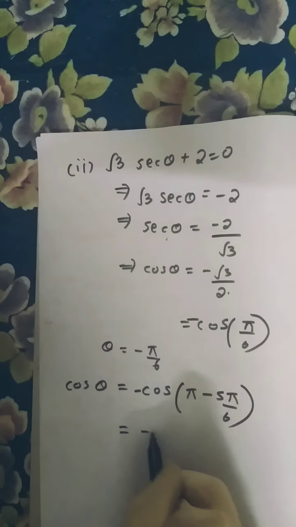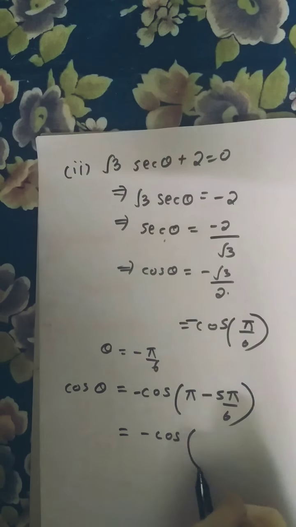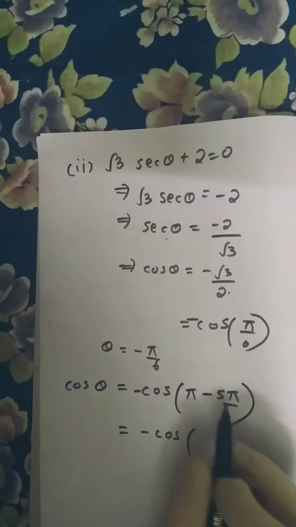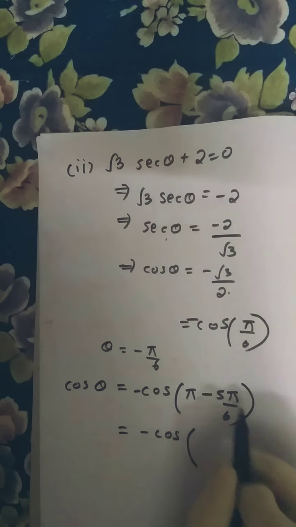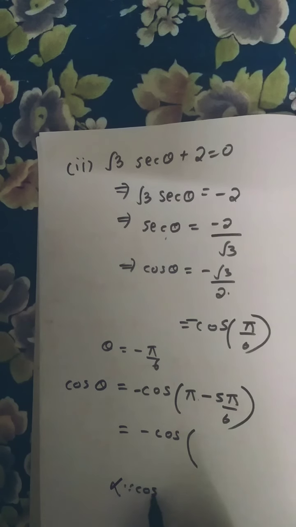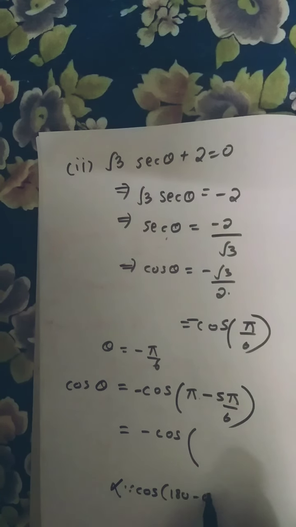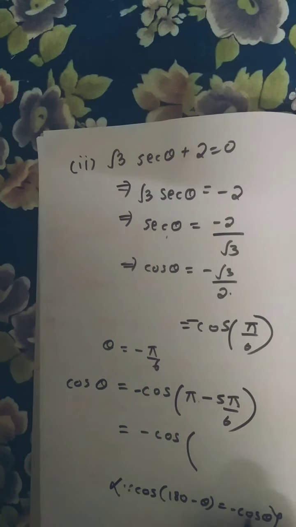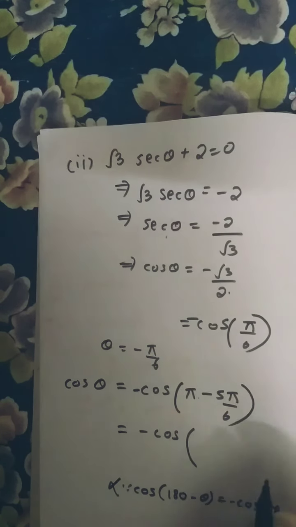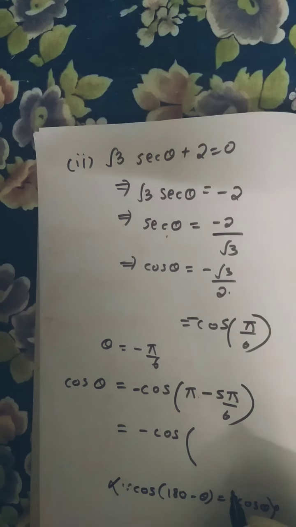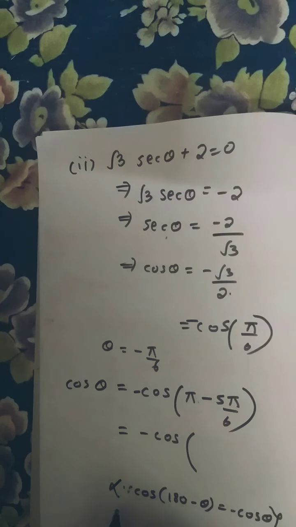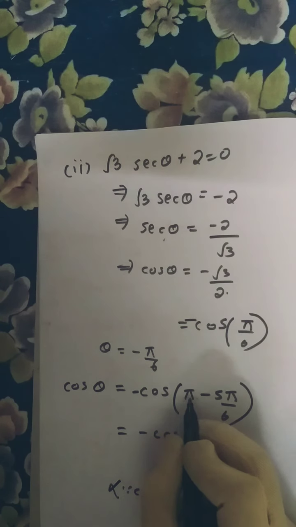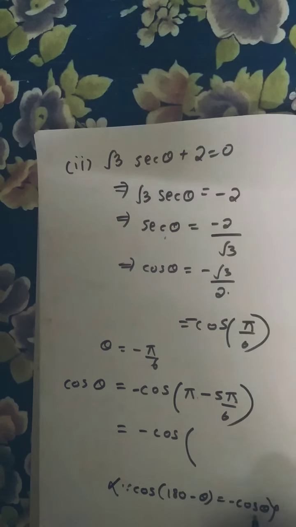So I have minus cos(pi minus 5 pi by 6). It is in the form of cos(180 minus theta), and we know that cos(180 minus theta) is minus cos theta because it will lie in the second quadrant. This concept is there in trigonometry in the first year of Telangana or class 11th. So cos(180 minus theta) is minus cos theta.